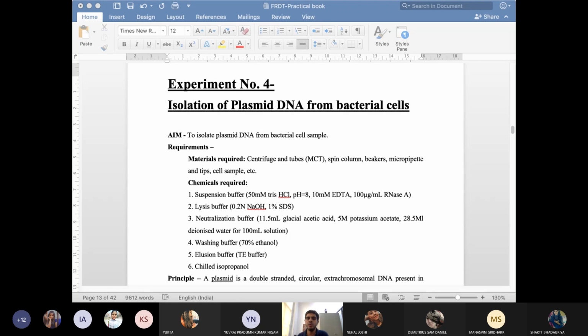So what method are we going to follow when we isolate the DNA? Some solutions and some compounds are going to be needed, and we definitely need cells which have a plasmid. All these things we will discuss in our next class. And now I'm ending this session.